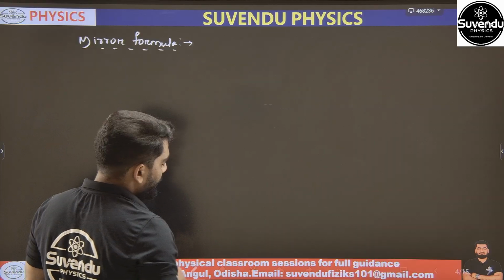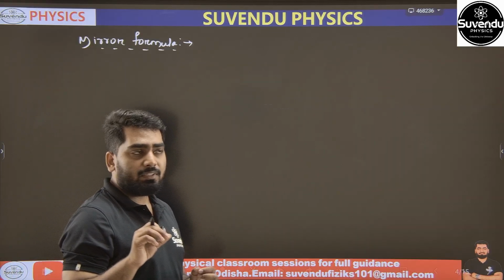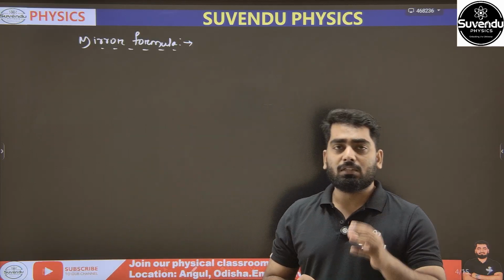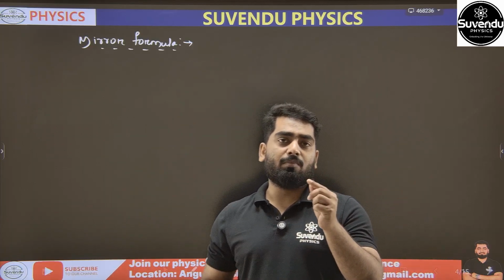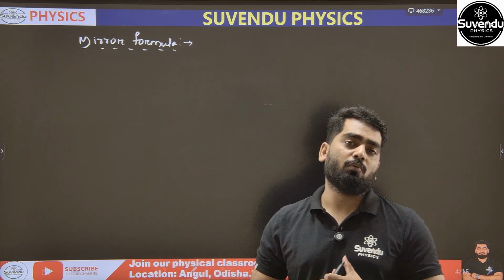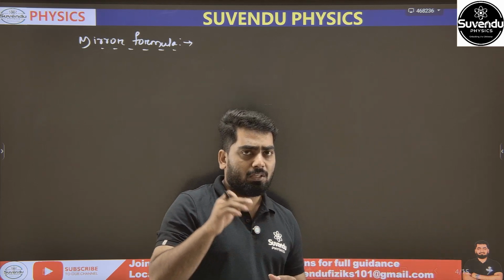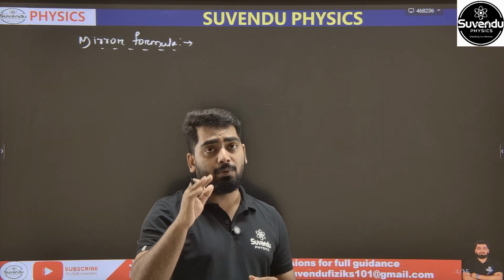Look, it is the relation between object distance, image distance and focal length of a spherical mirror. The required relation is 1 by v plus 1 by u is equal to 1 by f. Very simple formula. What is v? v is our image distance, u is our object distance, and f is our focal length.